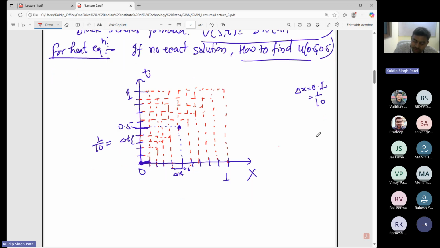Now, how to solve it? Please understand what the initial condition is and what the boundary condition is. This value is called the initial condition. What is it?